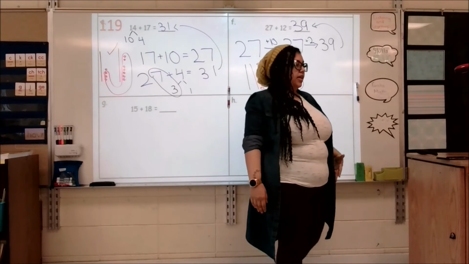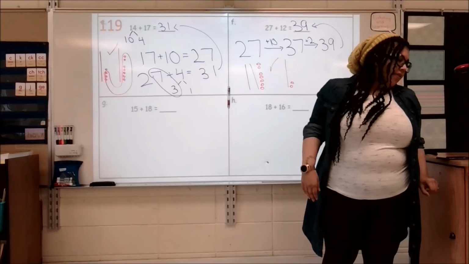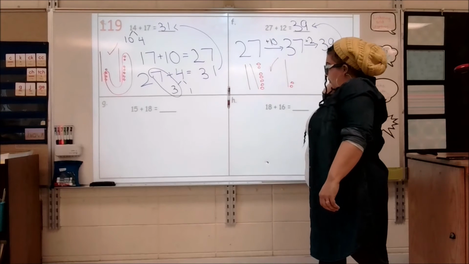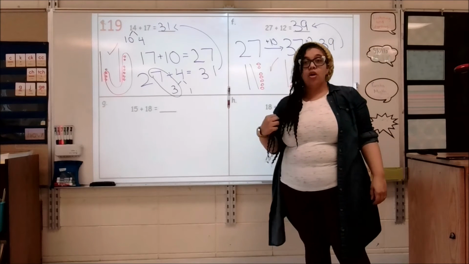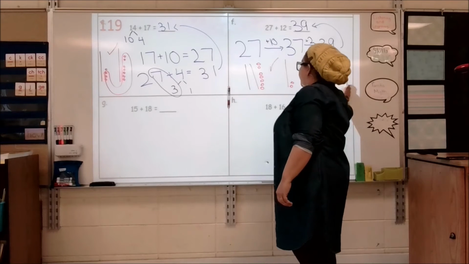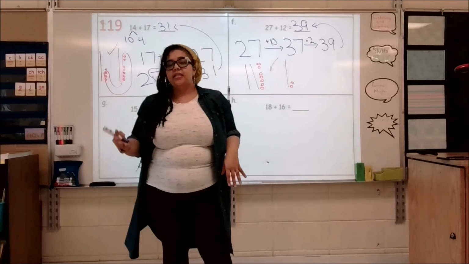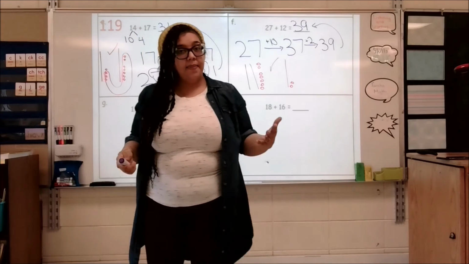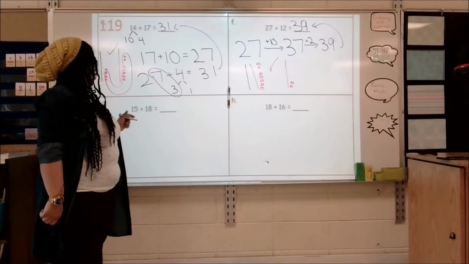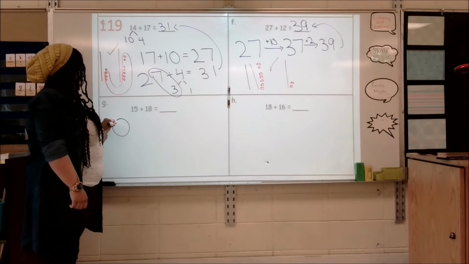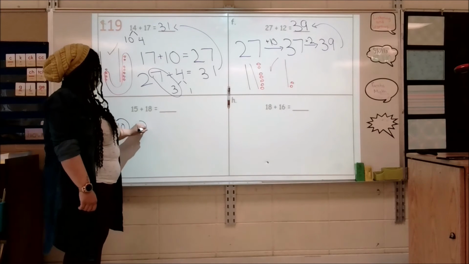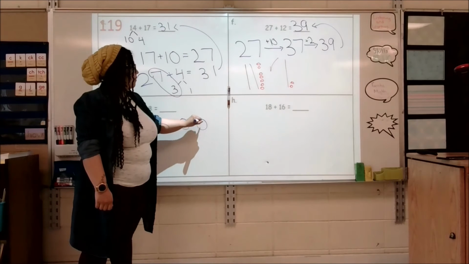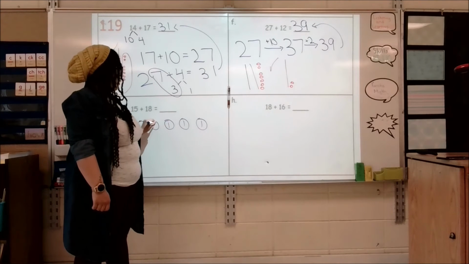G reads 15 plus 18. And this time I want us to draw coins. We're going to draw coins to solve this problem, which is when we use the dimes and the pennies to represent tens and ones, because a dime is worth 10 and a penny is worth 1. So in drawing this, we're going to draw a dime and 1, 2, 3, 4, 5 pennies.